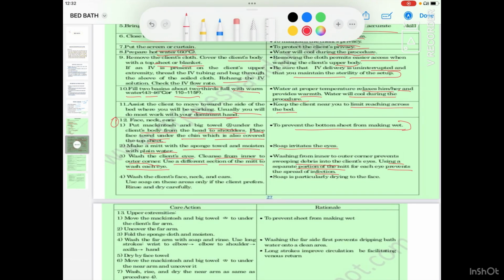Then wash the client's face, neck and ears, using soap on this area only if the client prefers, then rinse and dry carefully. For the face, neck and ears we use the soapy sponge to clean, and we have to do it very carefully. Soap tends to dry on the face, so we should dry it.